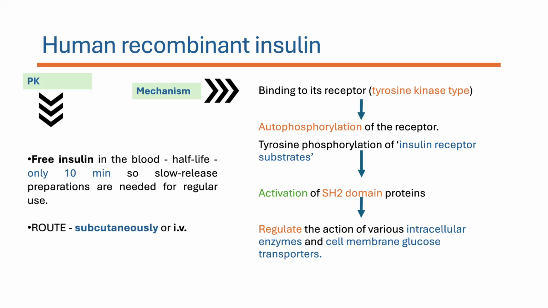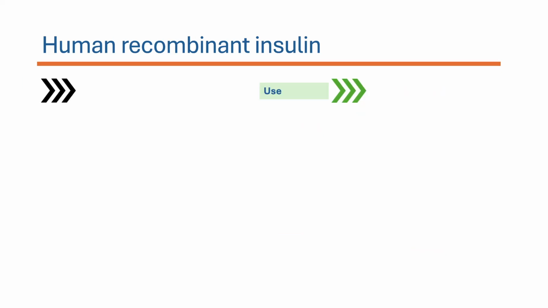So coming to the pharmacokinetic parameter, the free insulin in the body has a half-life of only 10 minutes, which is very short, and because of that slow release preparations are needed for regular use, so that they will produce their action over a period of time. Commonly the insulin is injected through the subcutaneous route, but in emergency situations like diabetic ketoacidosis, you need to give it through the IV route because it is an emergency condition.